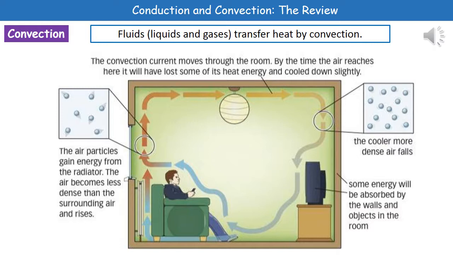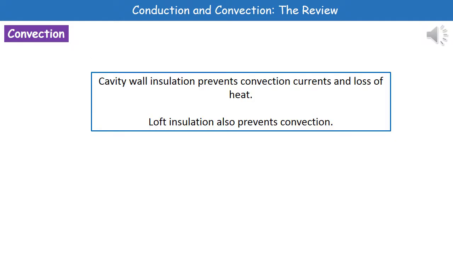So what we actually see is something called a convection current. The warm air rises, it loses energy to surrounding particles, becomes more dense and sinks, and it will continue in that little pattern over and over again.